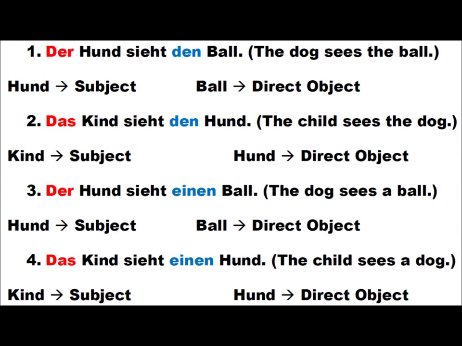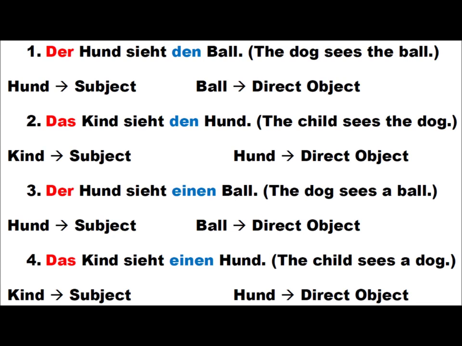Okay? Second sentence. Das Kind sieht den Hund. The child sees the dog. We have a subject and a direct object in this sentence. The subject is Kind, and the direct object is Hund. Okay? Third sentence. Der Hund sieht einen Ball. The dog sees a ball. So we have a subject, Hund, and direct object, Ball. And the last sentence. Das Kind sieht einen Hund. The child sees a dog. Kind is the subject, and Hund is the direct object.